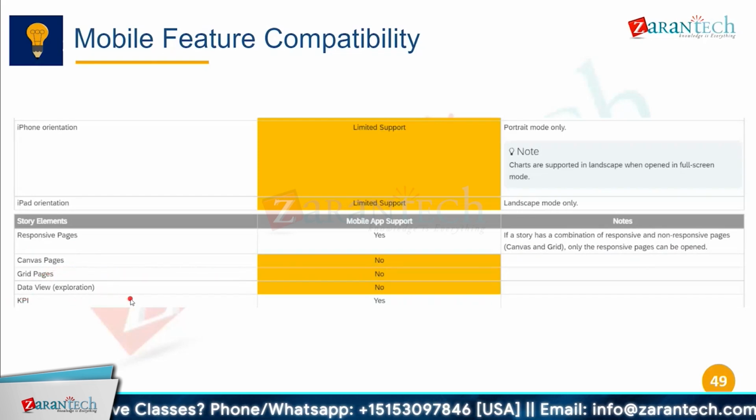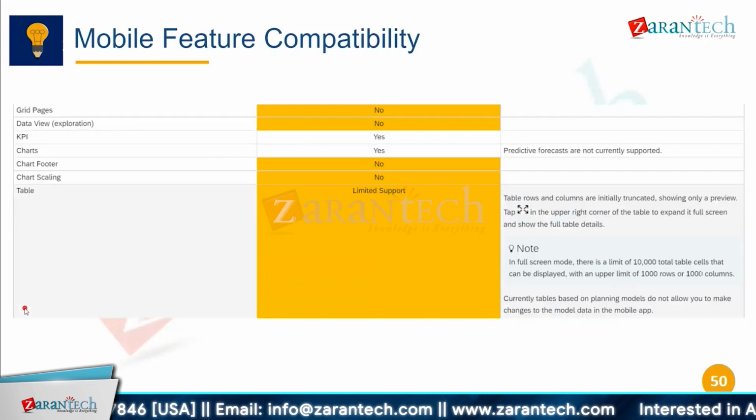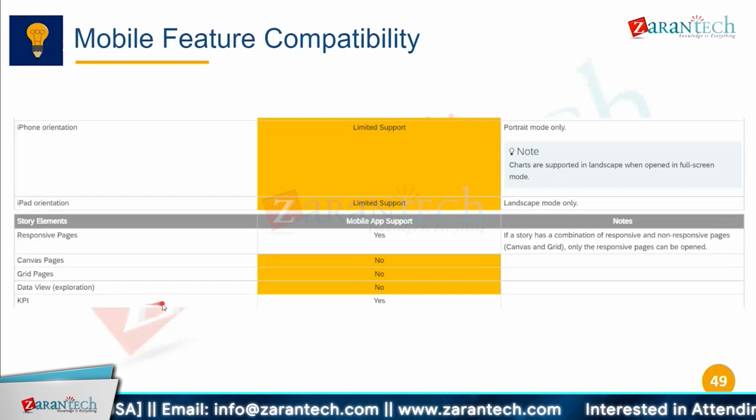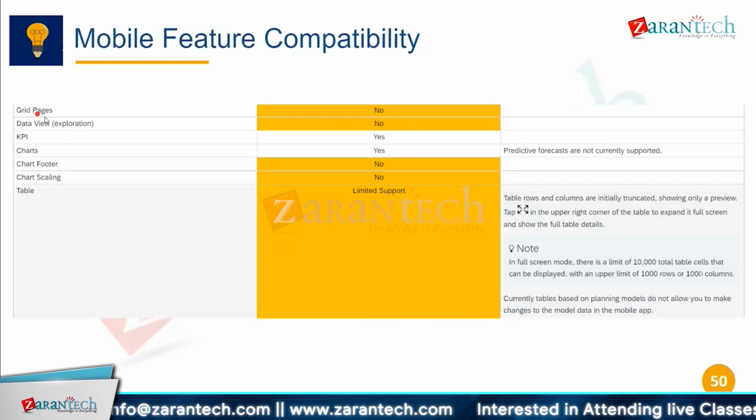Then data exploration view is not supported. In case you have created some explorer views for the user to do data exploration, it is available only in the desktop version. In the mobile version, it's not available. Then KPIs are available. A KPI means the sales, the numeric point chart. That is the type of chart we have. Then grid pages, KPIs, yeah. Then charts, yes, they are supported.